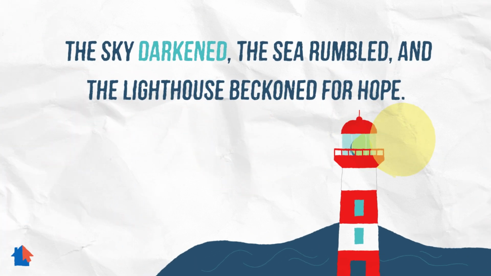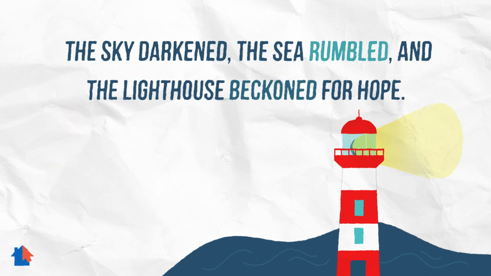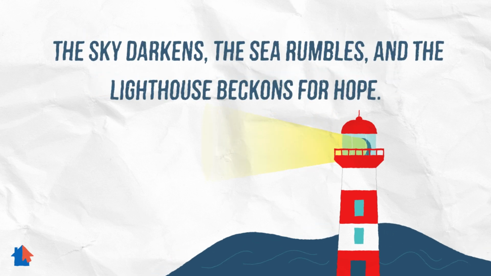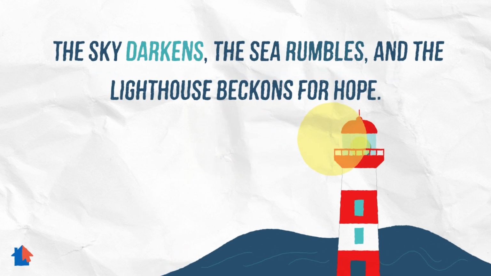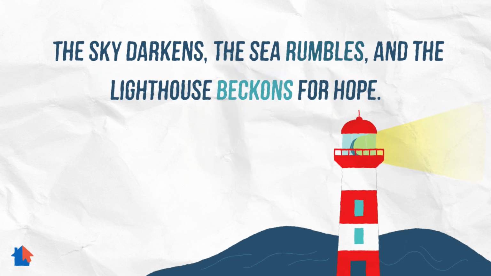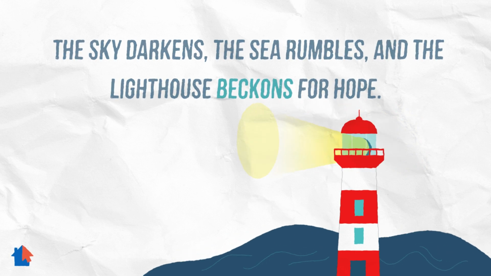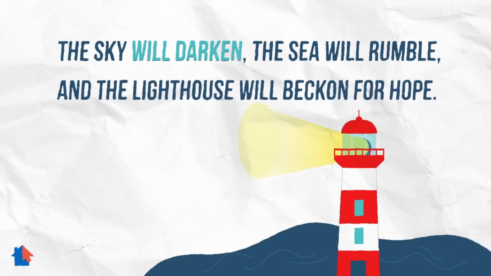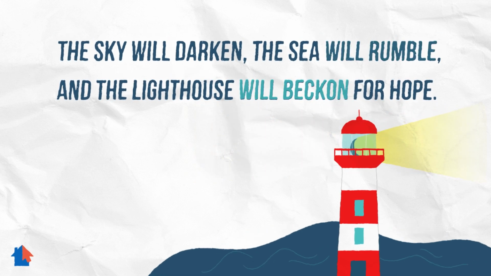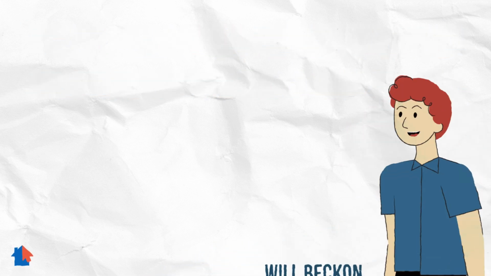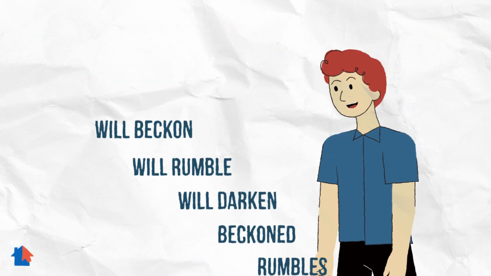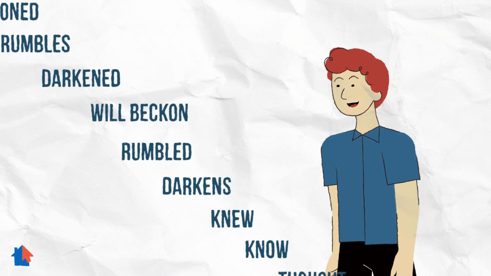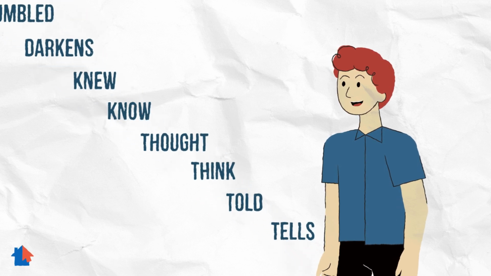The sky darkened, the sea rumbled, and the lighthouse beckoned for hope. Or, the sky darkens, the sea rumbles, and the lighthouse beckons for hope. Or, the sky will darken, the sea will rumble, and the lighthouse will beckon for hope. When the tenses are constant, sentences in the past, present, and future flow nicely.